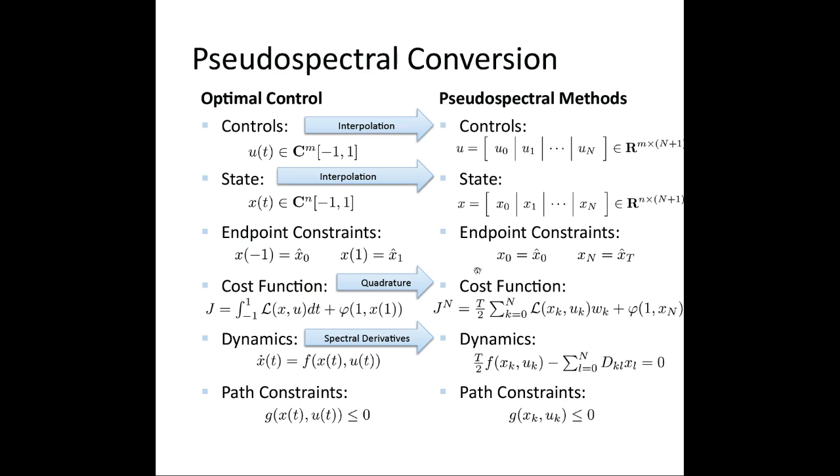So the idea here is that we can use interpolation of the control and the state to obtain representations of these functions in vector space. We want to use quadrature to approximate the cost function, and we want to use spectral derivatives to approximate the dynamics. We'll then evaluate the path constraints at the time points on which we discretize the controls and the state.